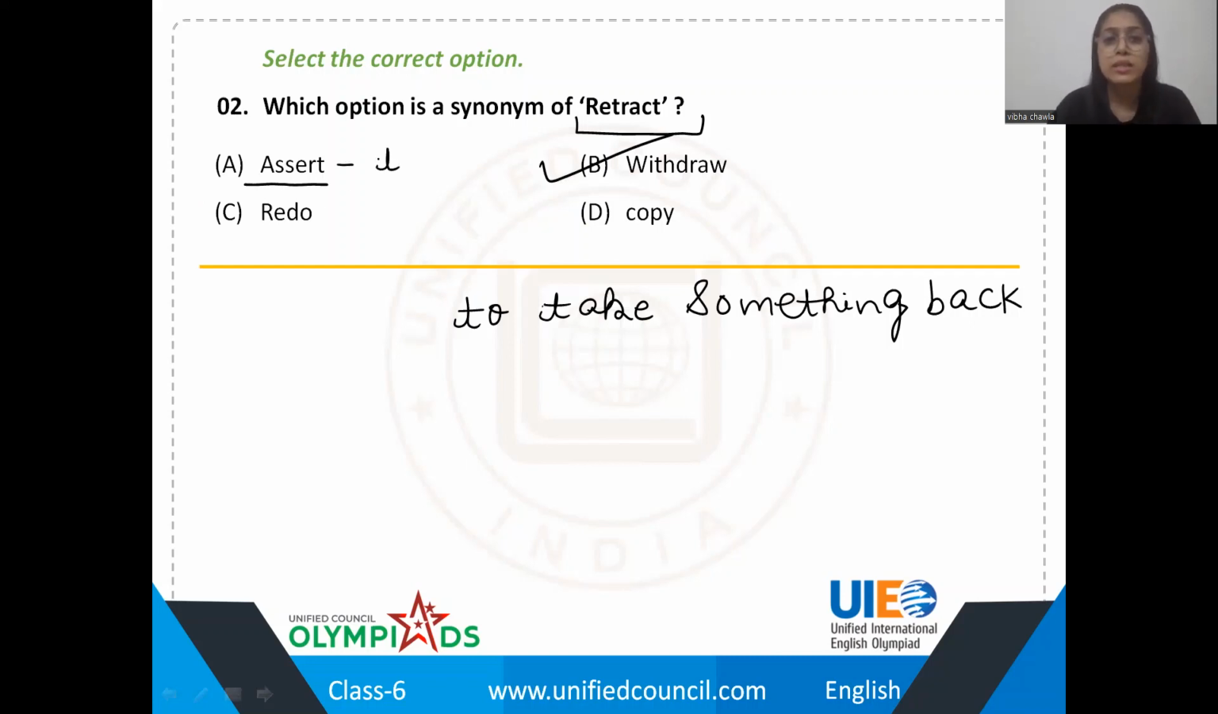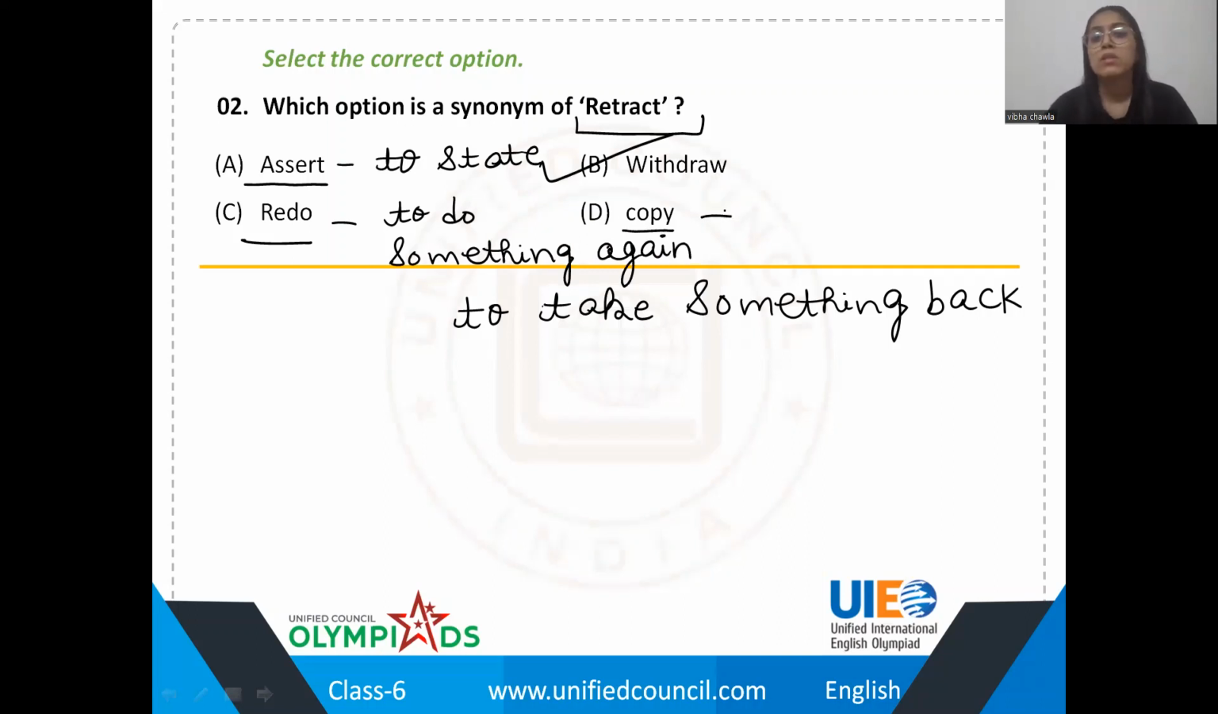Assert means to state. To state that something is true, that is assert. Redo means to do something again, maybe in a different way. Copy, you copy someone, right? You imitate someone. Copy means to imitate someone. So the right answer will be option B, withdraw, which is a correct synonym of retract.